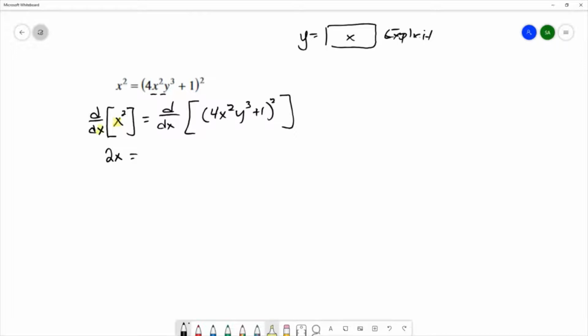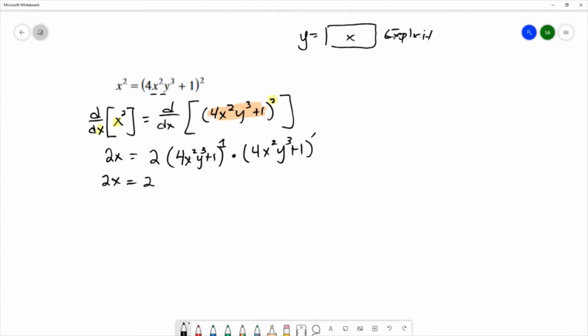So I'm noticing that my outside function is this squared, and my inside function is this 4xy cubed plus 1. So I'll start by taking the derivative of the outside function. That's a power, and I'll use the power rule. So I bring the power down, take 1 away from the power. I leave the inside alone, but then I have to chain it by multiplying by the derivative of the inside. So then I'm going to continue.